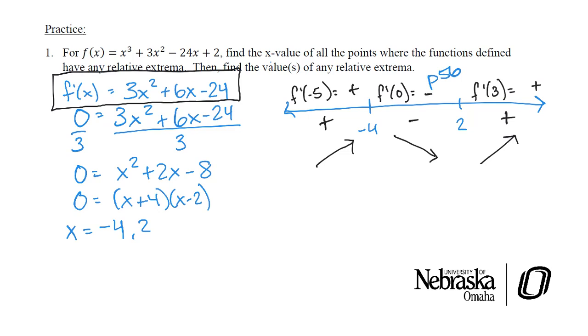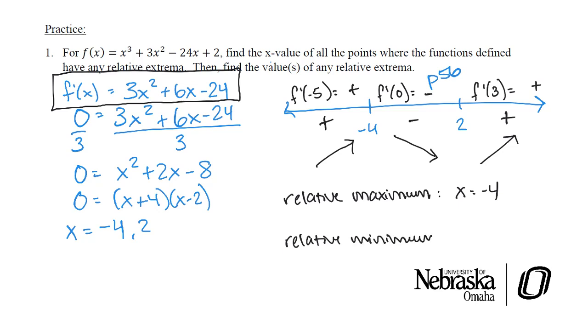So you can see, if you can picture this in a graph, our relative maximum would be at x equals negative 4, and our relative minimum would be at x equals 2, right? Okay, now it also says to find the values of the relative extrema. So we want to find the original function value of each of these.